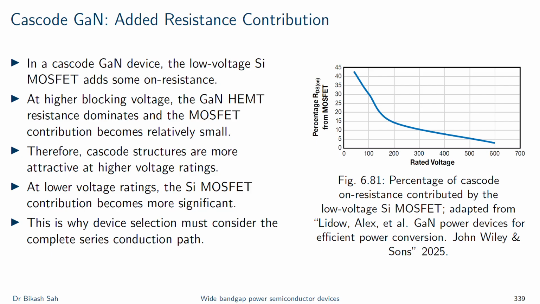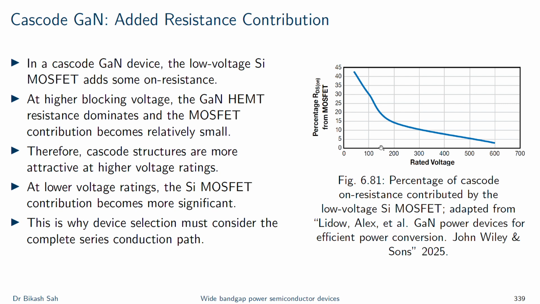The key question in the cascode GaN is how much resistance the low voltage silicon adds, right? This is something that we must understand. At high voltage rating, the resistance of the high voltage GaN HEMT dominates, so the contribution of the low voltage MOSFET is relatively small. This is why cascode structures are very attractive at 600 volts and above. But at lower voltage ratings, the GaN device itself may have a very low resistance, so the silicon MOSFET resistance contribution becomes more significant. This is what you see in this diagram as well. There is a percentage trend that you see in there.